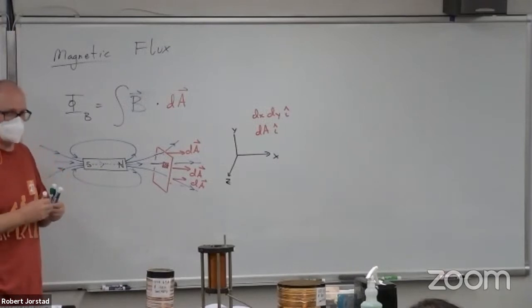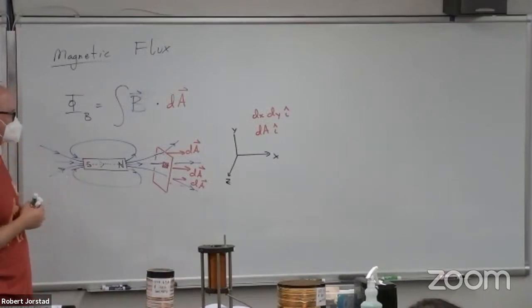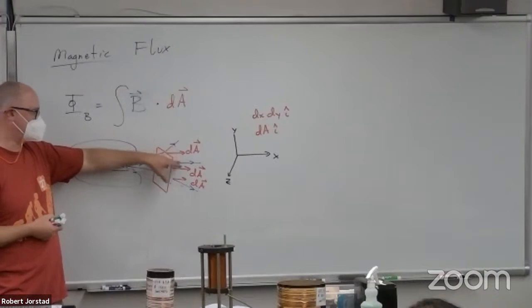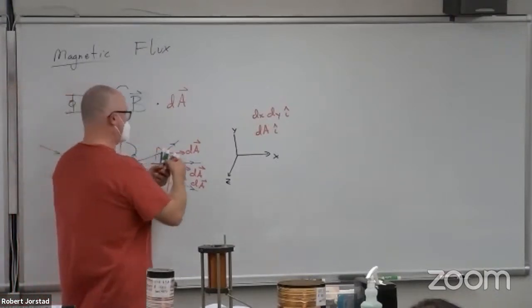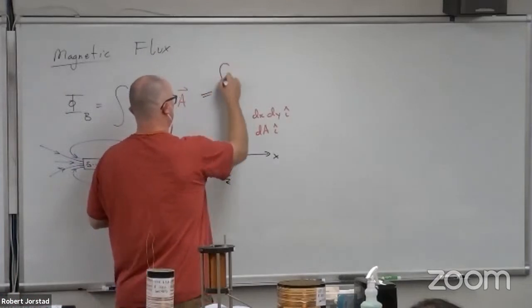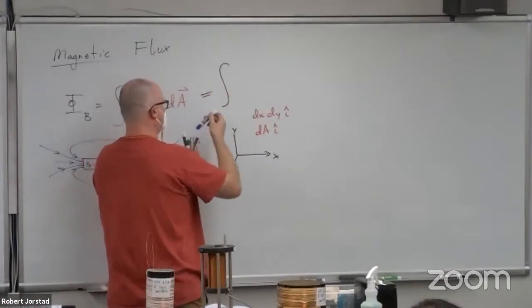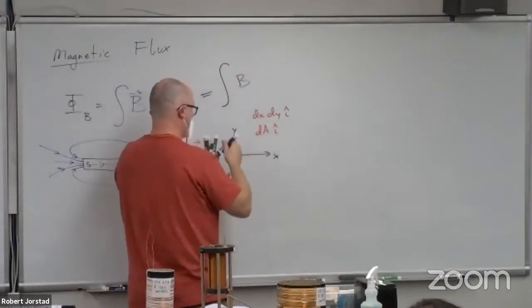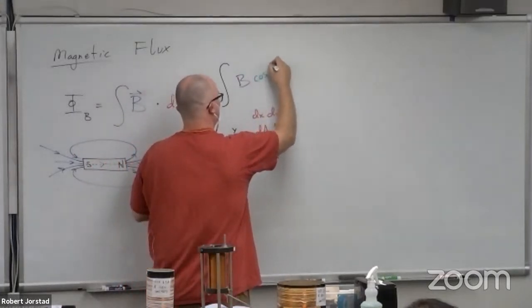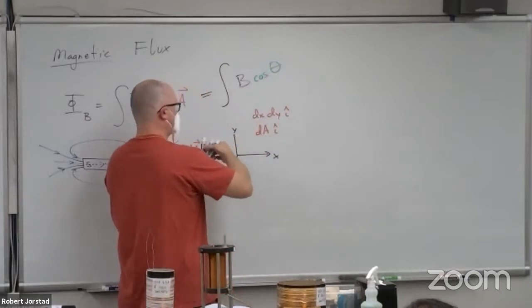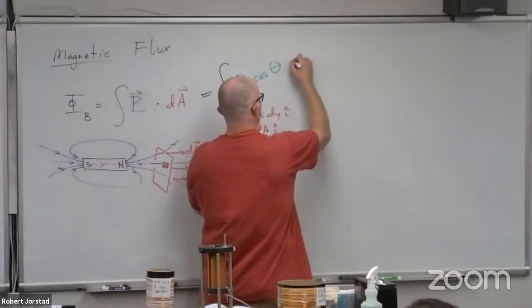We're going to generally restrict ourselves to some easier cases where the angle doesn't change. And that way it's a little bit easier. So basically we could rewrite this, in a large number of cases, as B times cosine of some angle times some dA, an area vector like this.